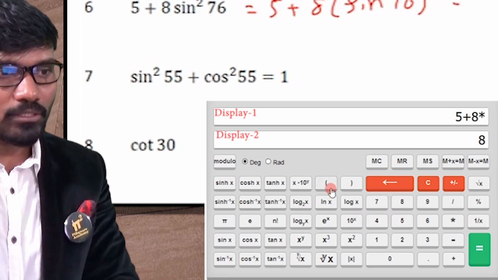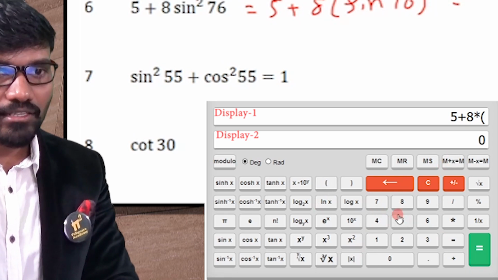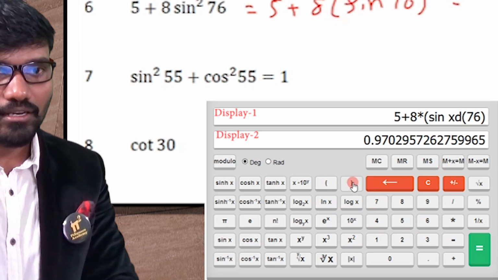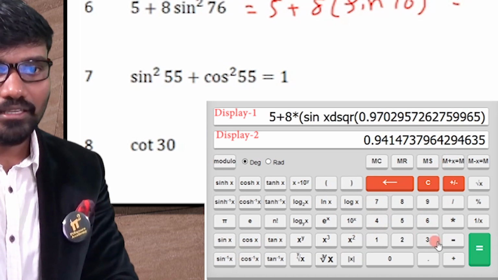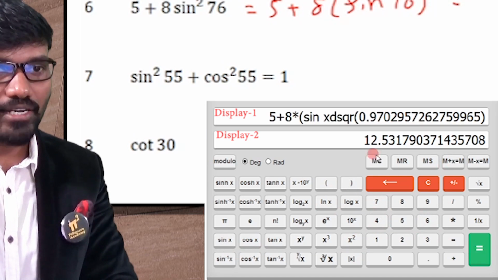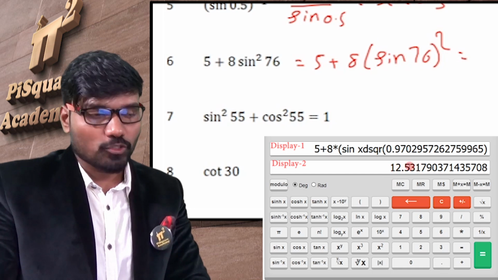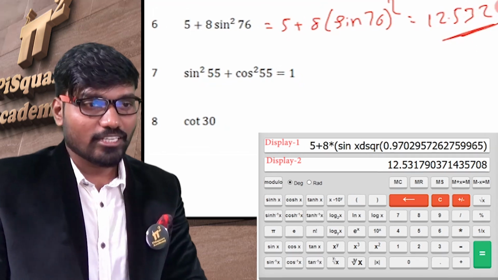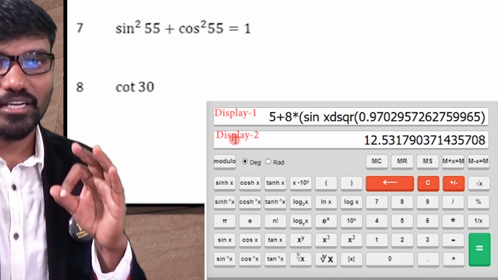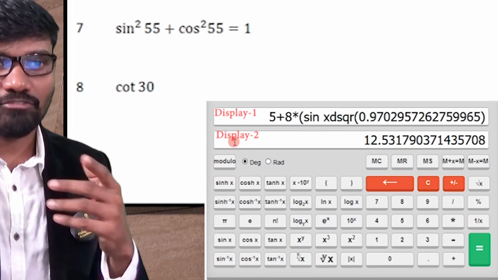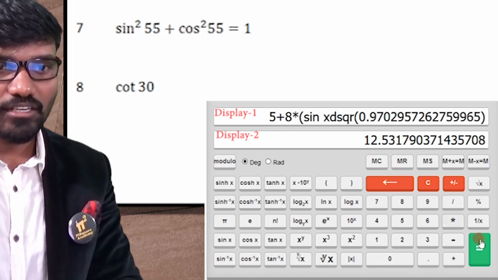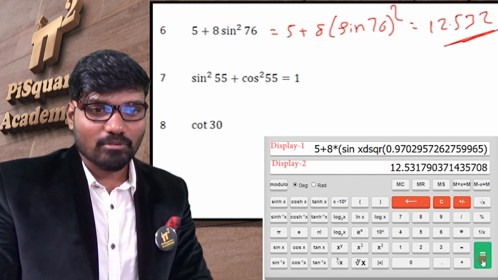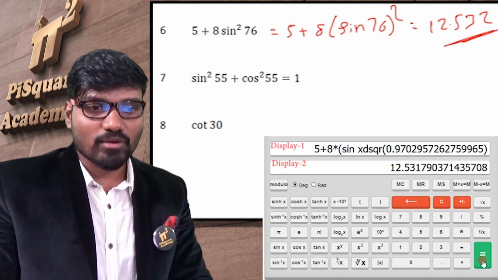So 8 into, open the bracket. First I'll enter the value of 76, then sine, close the bracket and go for the square operation and then press equal to. This is the value 12.532. Display 2 will hold three things: entries, initial result and final result. This is the final result. Make sure this is the final result. Before taking a copy, you hit this twice at least.